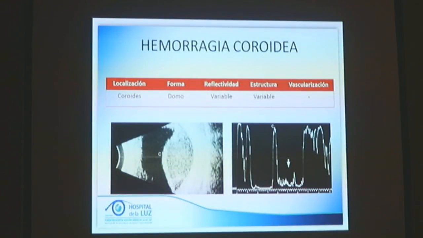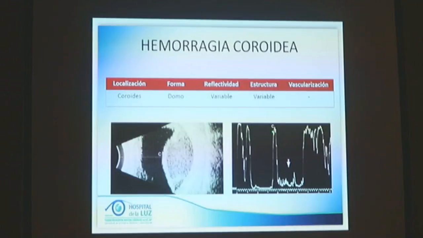Las hemorragias coroideas son lesiones a nivel de la coroides, tienen por lo general forma en domo, presentan, si se dan cuenta, es una característica muy importante de esto, un pico de reflectividad alta y si se dan cuenta, tienen una doble espiga, como si fueran dos orejitas. Esta es una conformación muy típica de lo que es coroides.